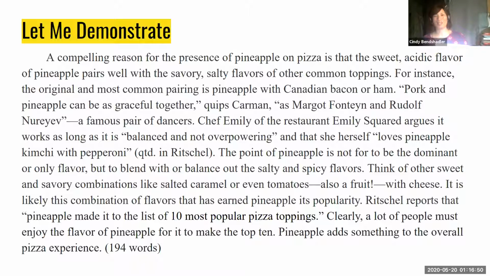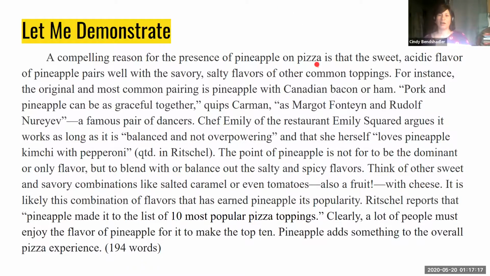I'm continuing my love of the letter P in these examples. Ritchell reports that, quote, and notice that I don't have a comma because of the word that, pineapple made it to the list of 10 most popular pizza toppings, end quote. Clearly, a lot of people must enjoy the flavor of pineapple for it to make the top 10. Pineapple adds something to the overall pizza experience.